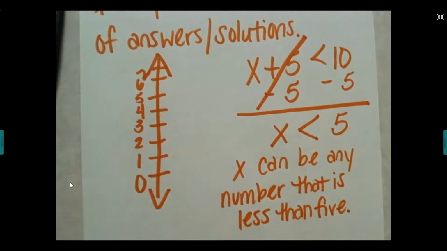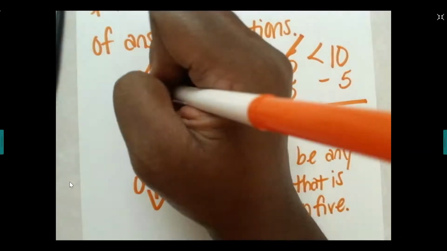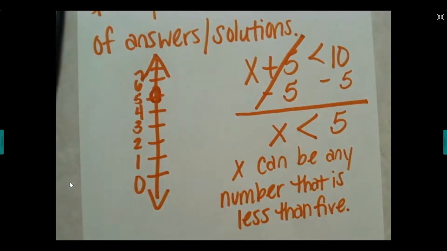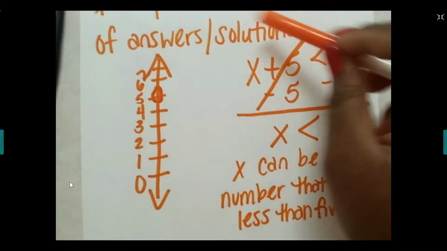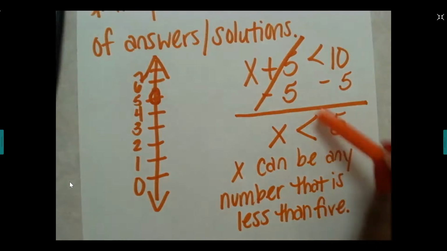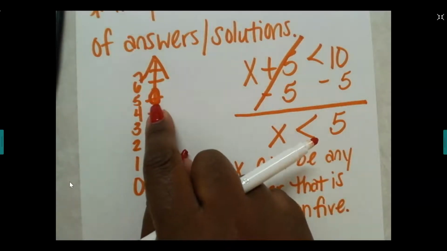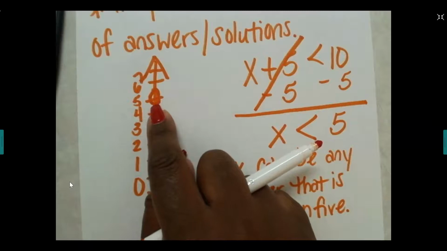So, on my number line here, I'm going to find 5, and I'm going to make an open dot. Okay? Because here, we're going to be able to show which numbers, which answers or solutions could make this statement true. Now, is 5 less than 5? Did you say no? You're correct. 5 is not less than 5. 5 is equal to itself.